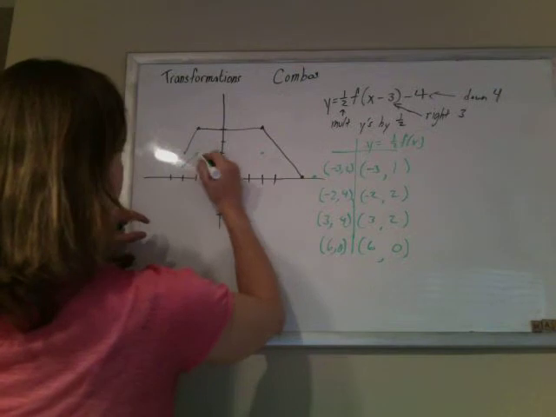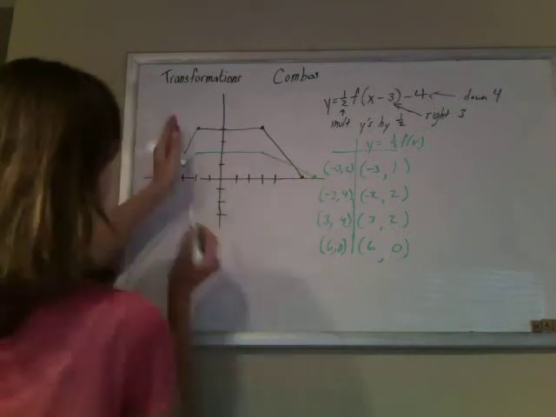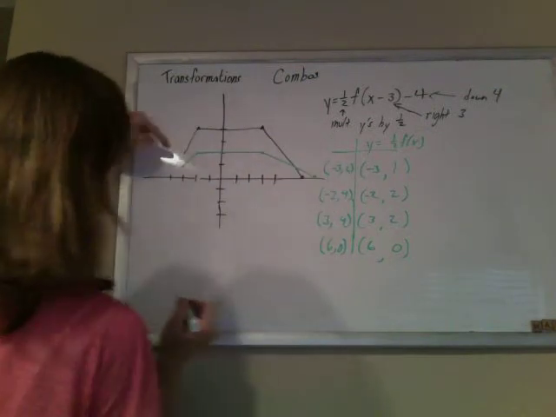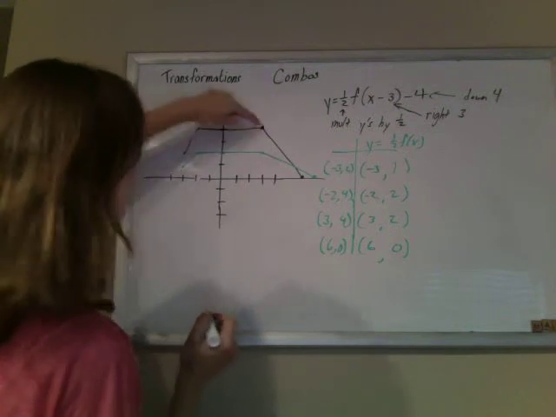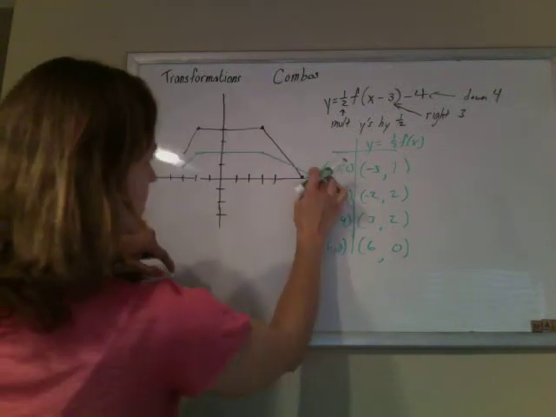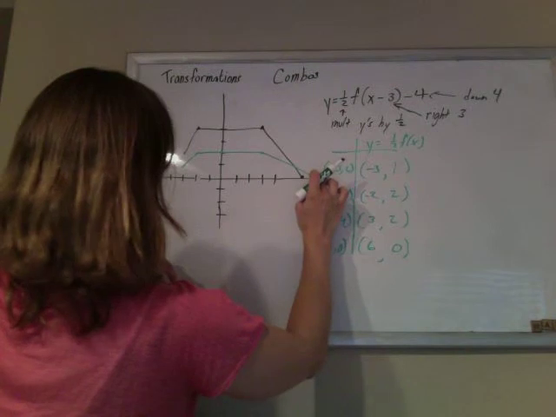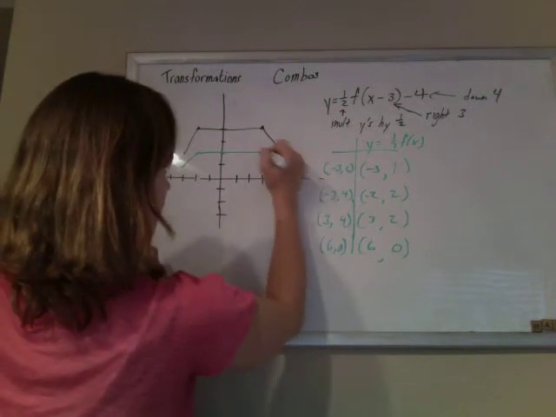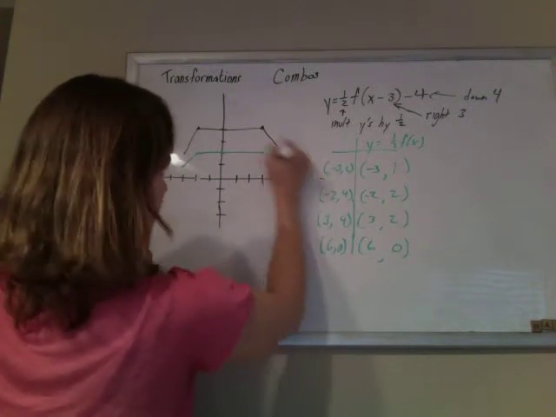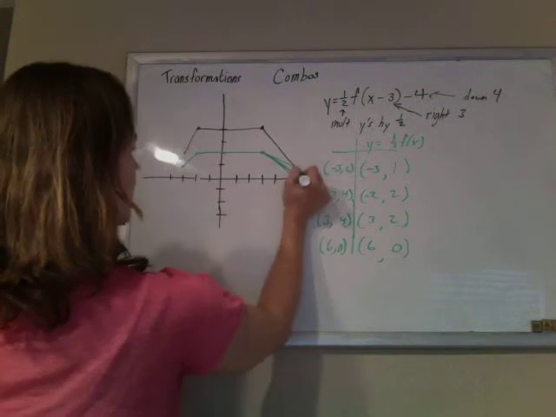So you can see that all the points are lined up on the x values, but all the y values got chopped in half. Oops, I missed 6, 0. That point stayed put. My bad. There you go.